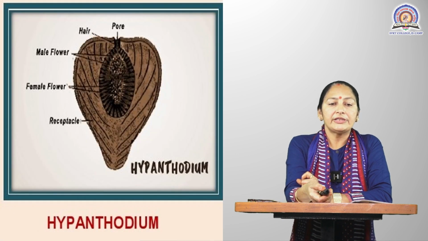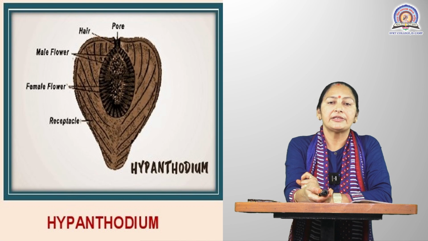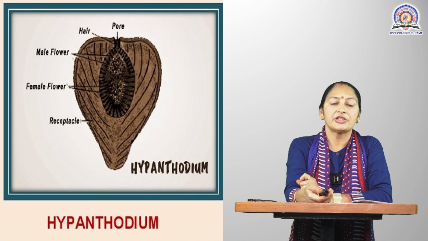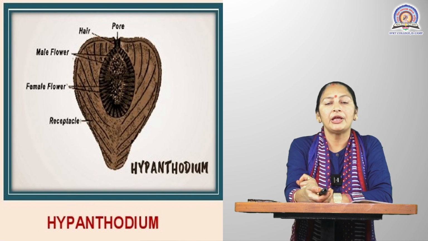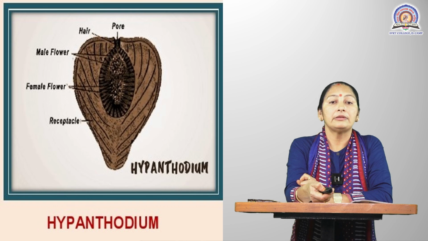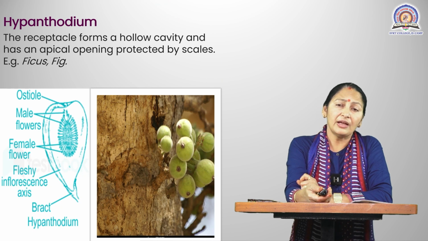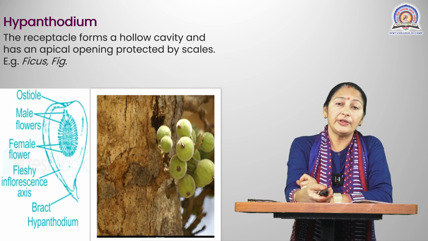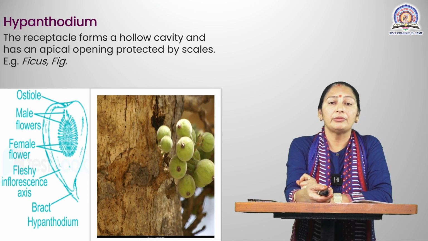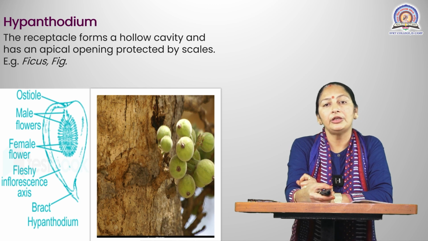all these pictures of the verticillaster type of inflorescence. The last special type of inflorescence is the hypanthodium. The hypanthodium is also special because it is present in the Ficus plant. You know the fig, the common name, and the Marathi name is anjir. This is a good example of the hypanthodium type of inflorescence.